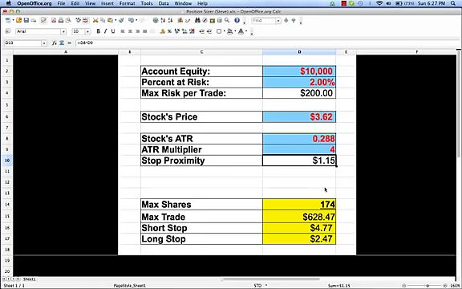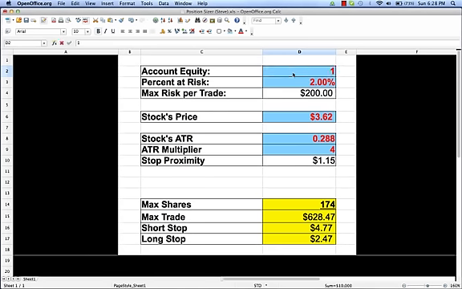So now that we've filled out all 5 of those colored boxes, we get the information that we were looking for. So based on this example, I would be able to purchase 174 shares of this stock. The value of the trade would be $628. This would be my buy stop if I was short the stock, and this would be my stop loss if I was long the stock. Now what's interesting is you can change these variables, and if you change them, you get a different result.